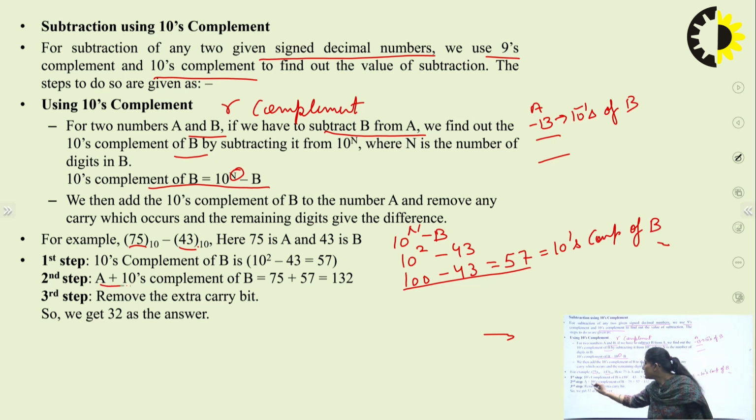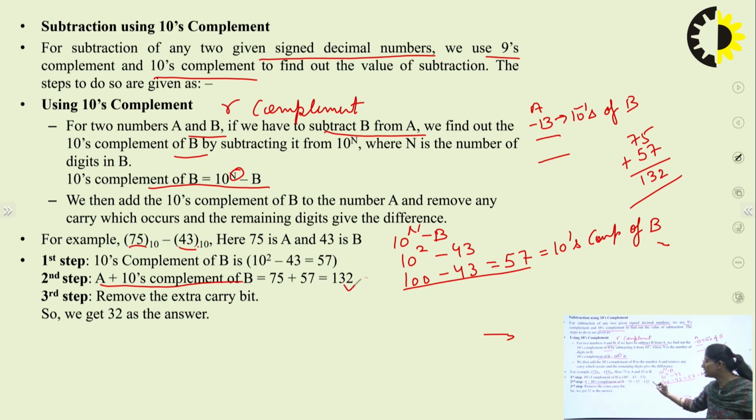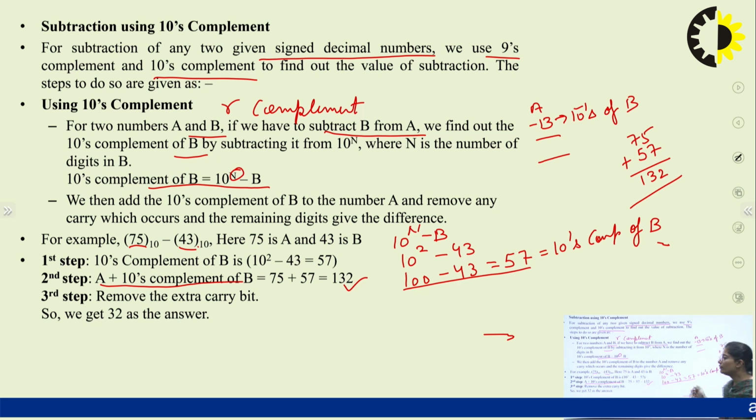Second step will be A plus the 10's complement of B. The value of A here is 75, plus the 10's complement of B, that is 57. What do we get? 132. After adding both numbers, we get 132 here. Now remove the extra carry bit. This is a 2-digit number and in the result we get a 3-digit number, so we remove the carry. We get 32 as the answer here. This is the process for the 10's complement of a number.